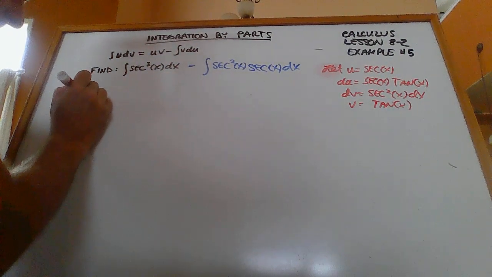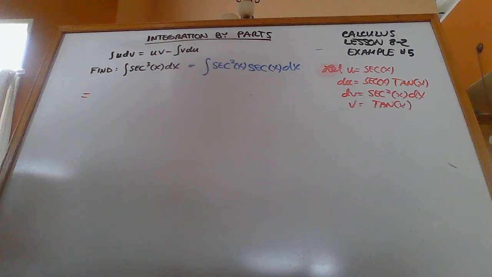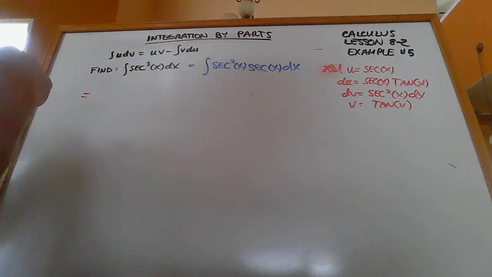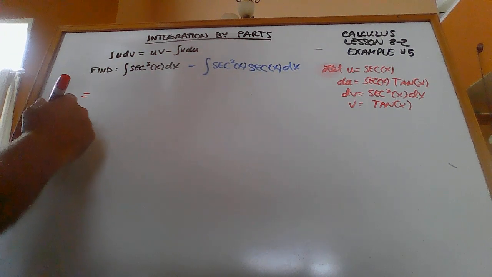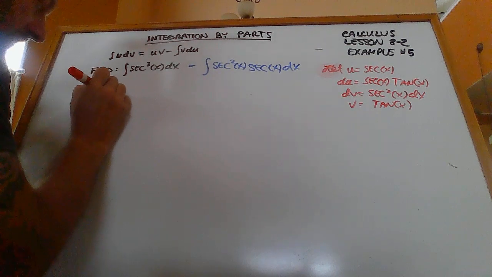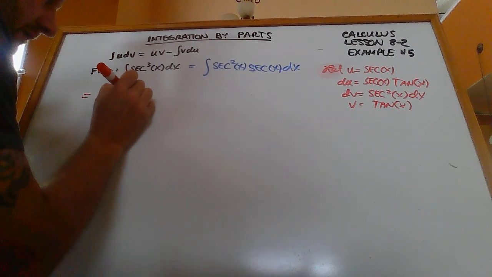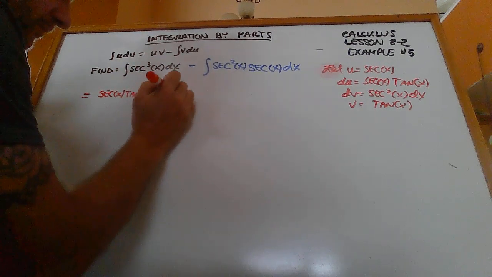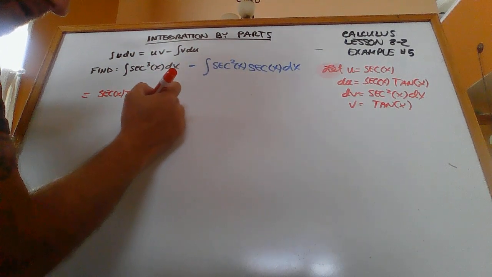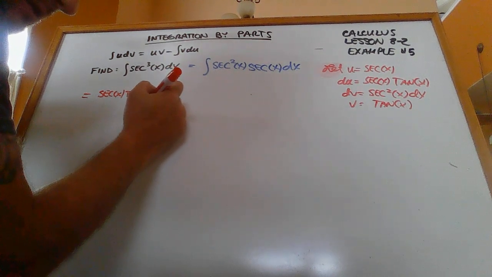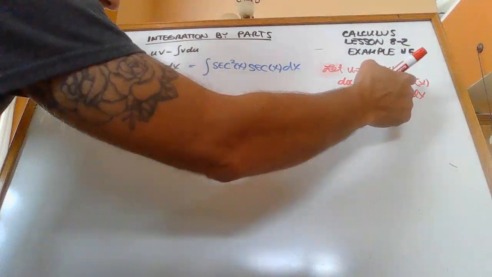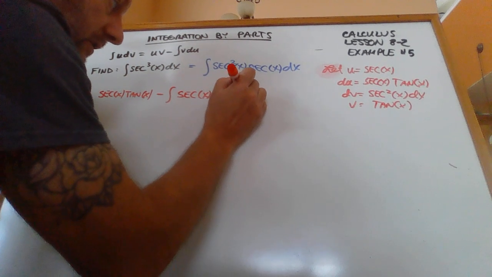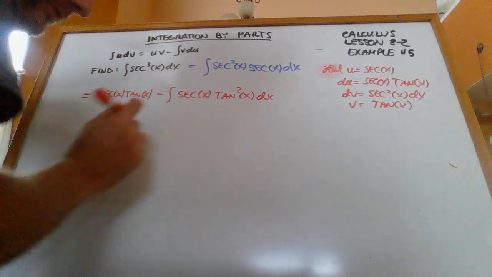Okay, so we go over here. Notice I left a lot of room on this one and got rid of the formula because it's kind of a long problem. So this becomes uv, so secant tangent, minus the integral of v du. So that's going to be secant x tangent times tangent squared x dx.